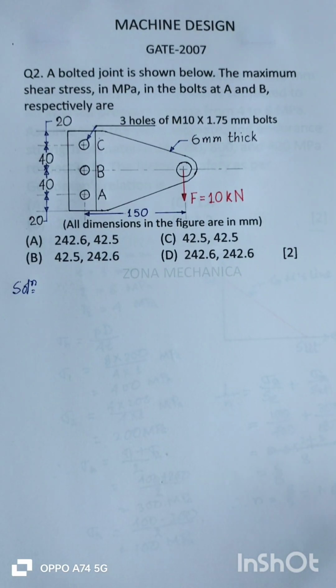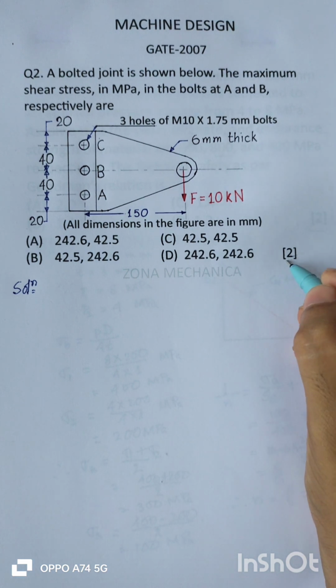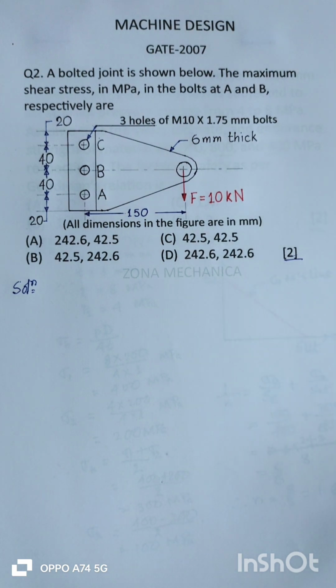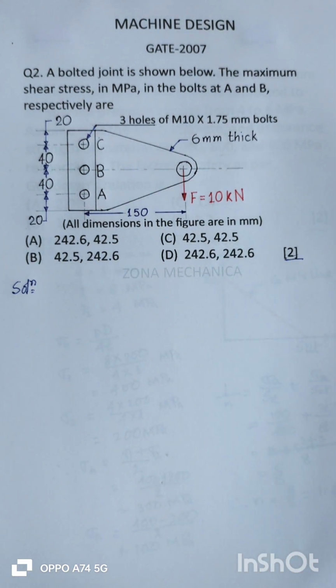There is an MCQ on bolted joint. Figure at the margin indicates the weightage of the question, that is 2 marks. A bolted joint is shown below. The maximum shear stress in MPa in the bolts at A and B respectively are. There are 4 options given.